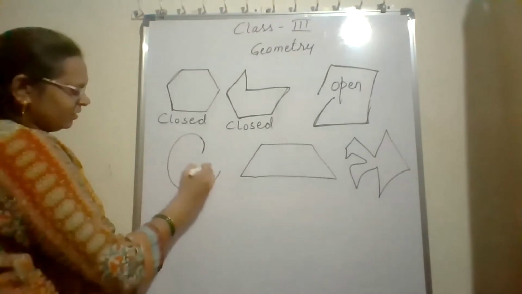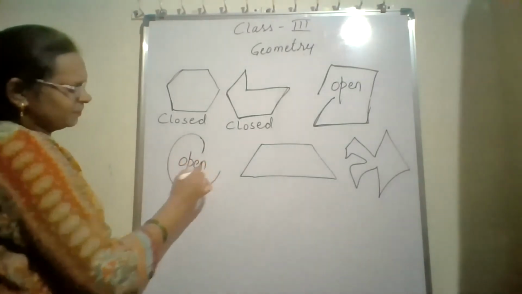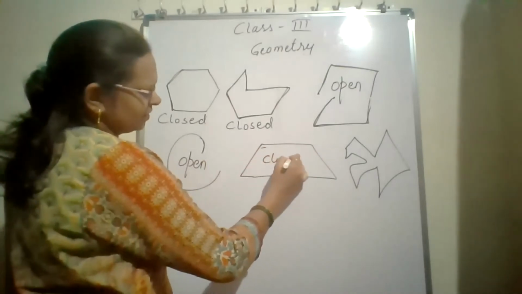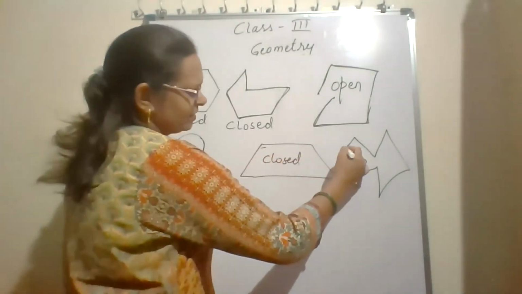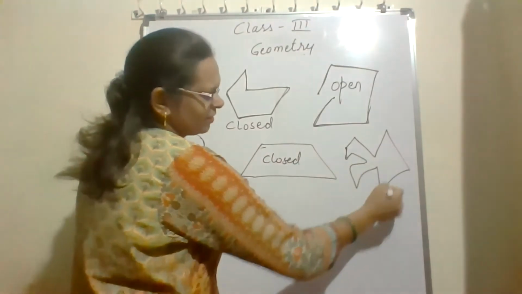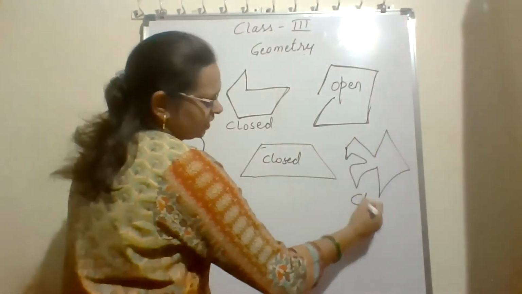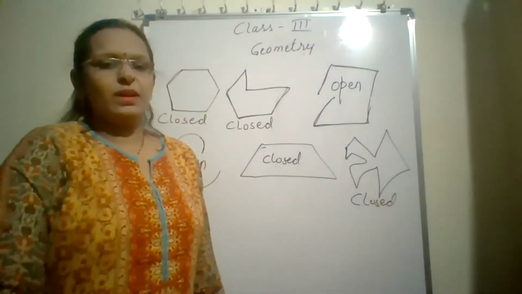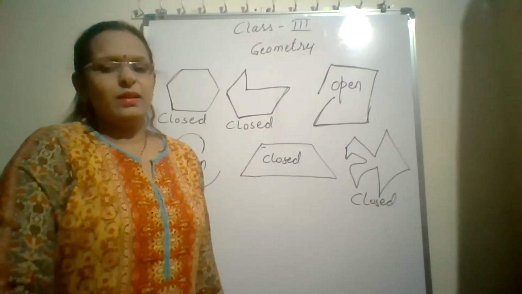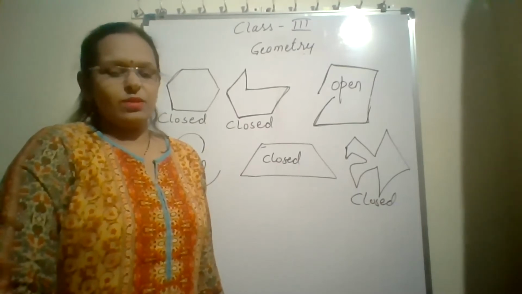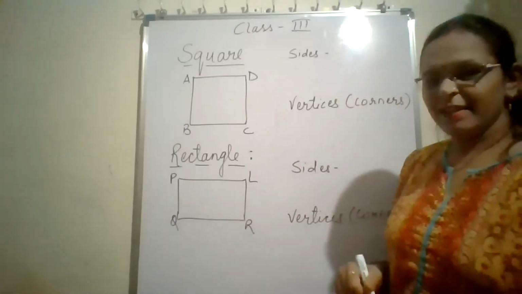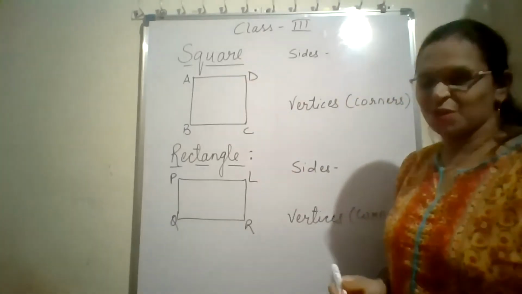Similarly, see, this is also an open figure. This is a closed figure. And this is again a closed figure. So I hope now open figures and closed figures are clear to you. Is it okay? So now let's study the properties of a square, right?